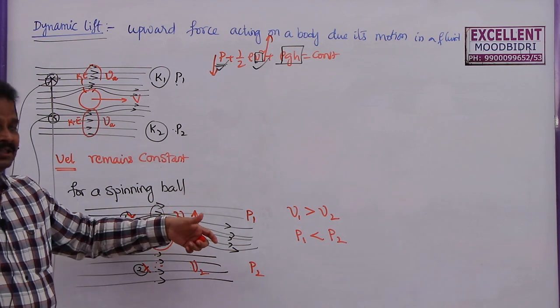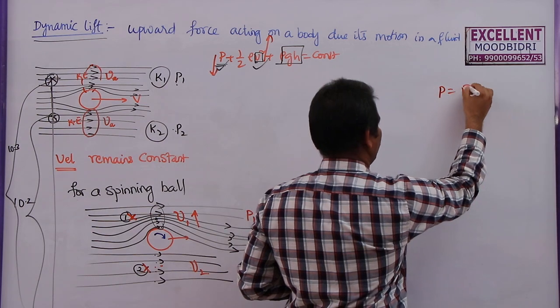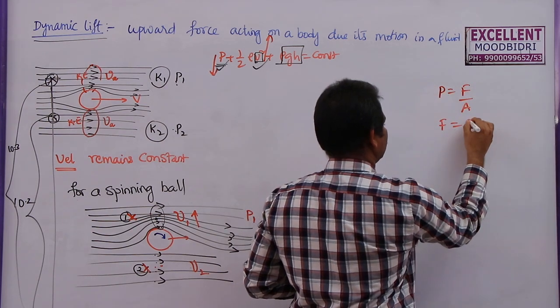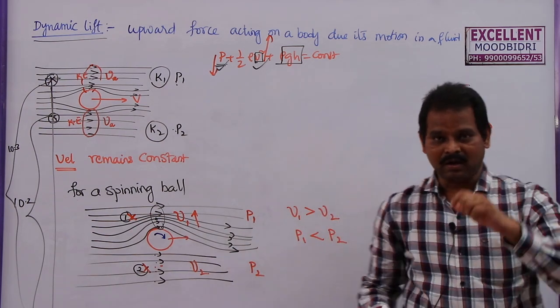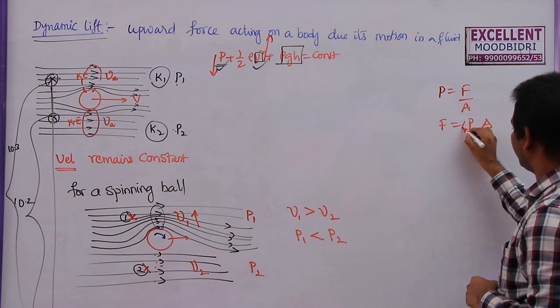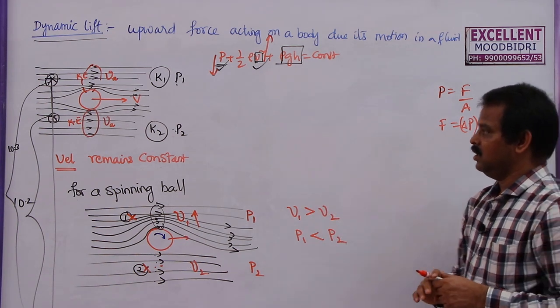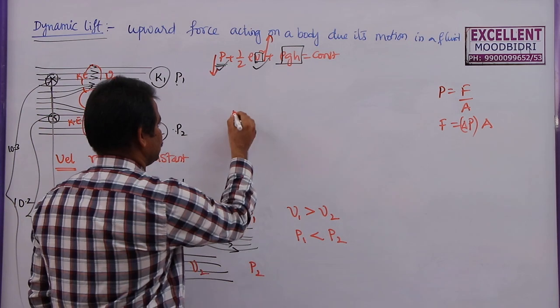This pressure difference will create a force. We know that pressure is equal to force by area, so force is equal to pressure into area. Here, what is the force that is acting on the ball? This force is given by the pressure difference into the area of that ball. You can see this in cricket, especially when spinners are spinning.